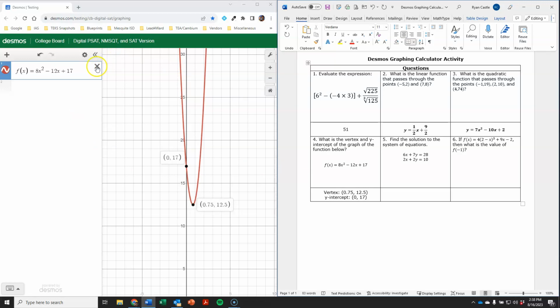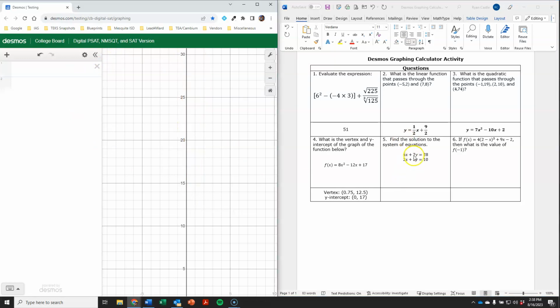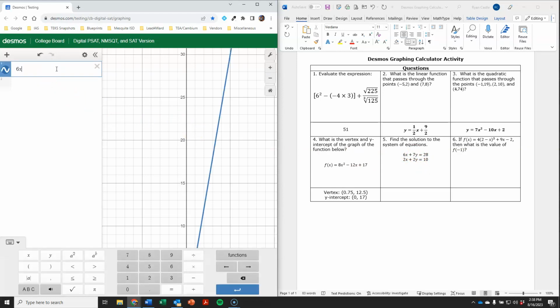Okay, for question number 5, we want to find the solution to this system of equations. Now, what's nice about the College Board version of the Desmos graphing calculator is that I can actually type in both of these equations without solving either one of them for y. And so if I go in the first line and type in my first equation, and then go to my second line and type in my second equation, what I'm looking for is the intersection point.